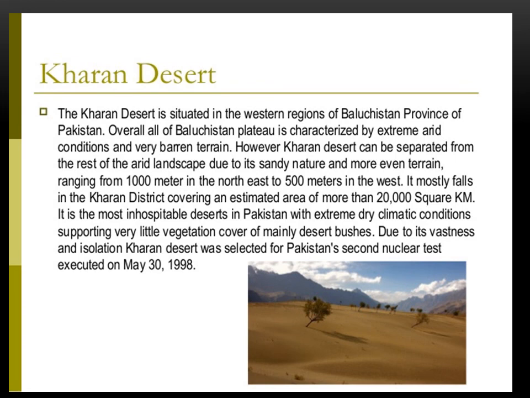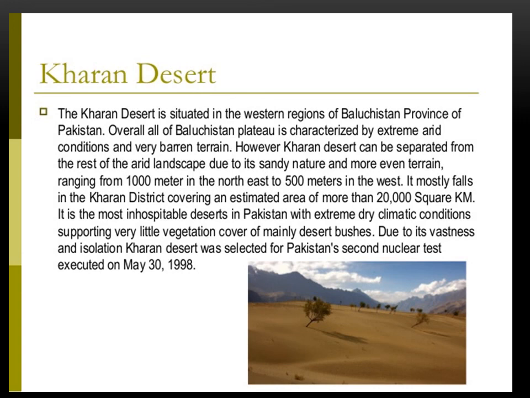Kharan Desert. The Kharan Desert is situated in the western region of Balochistan province of Pakistan. Overall, all of the Balochistan plateau is characterized by extreme arid conditions and very barren terrain. Arid means dry condition, and barren means unproductive, that is, land that is not productive.